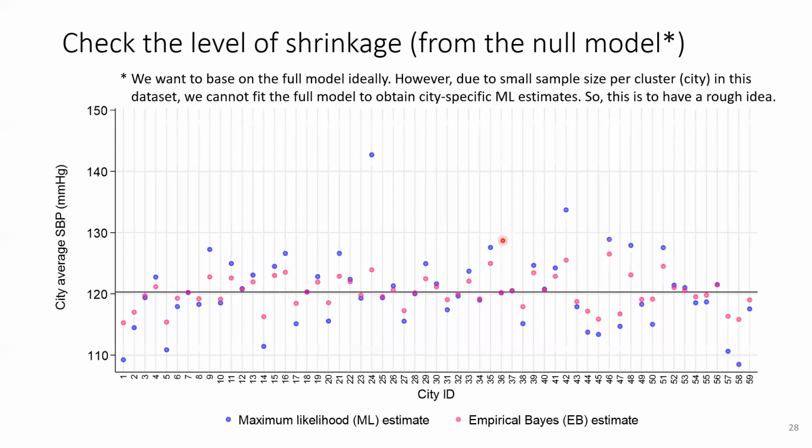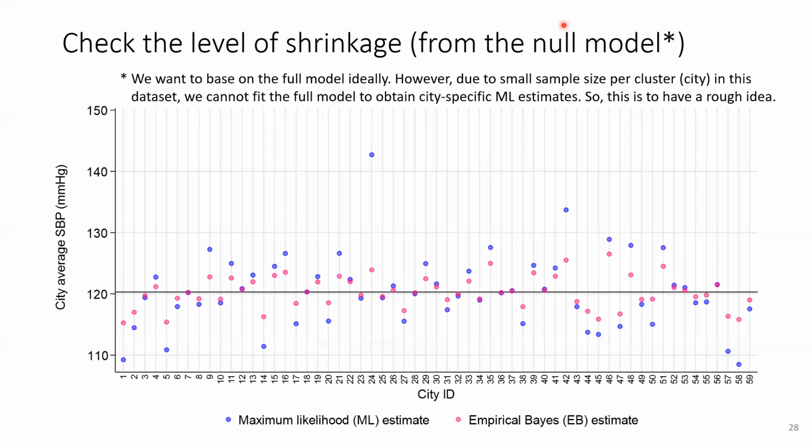The next one is about the shrinkage we talked about previously. Ideally, we are supposed to do this using the full model, but if you remember, per city, some cities or many cities have a very small number of individuals. For this reason, we cannot fit the full model for each city, so we cannot do this assessment.